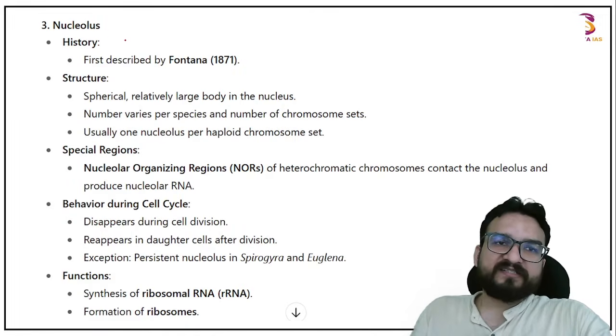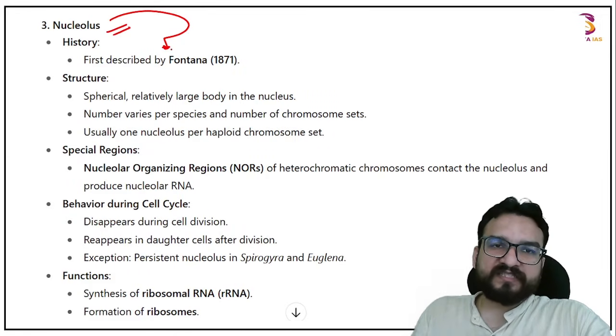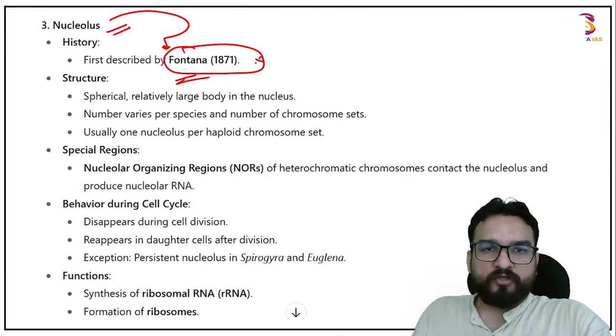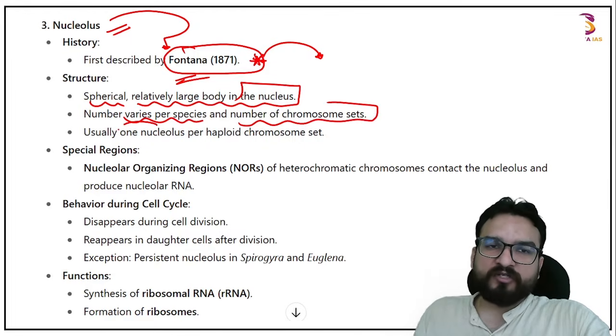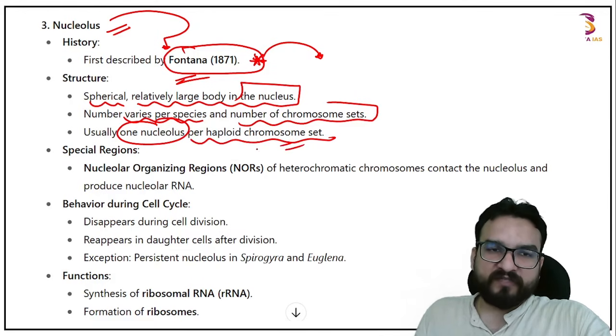Then you are finding this nucleolus. Nucleolus was first described by Fontana. Important to remember: Fontana discovered nucleolus. It is a spherical, relatively large body in the nucleus. Number varies per species, and with the number of chromosome sets also. Usually one nucleolus per haploid chromosome set we get.